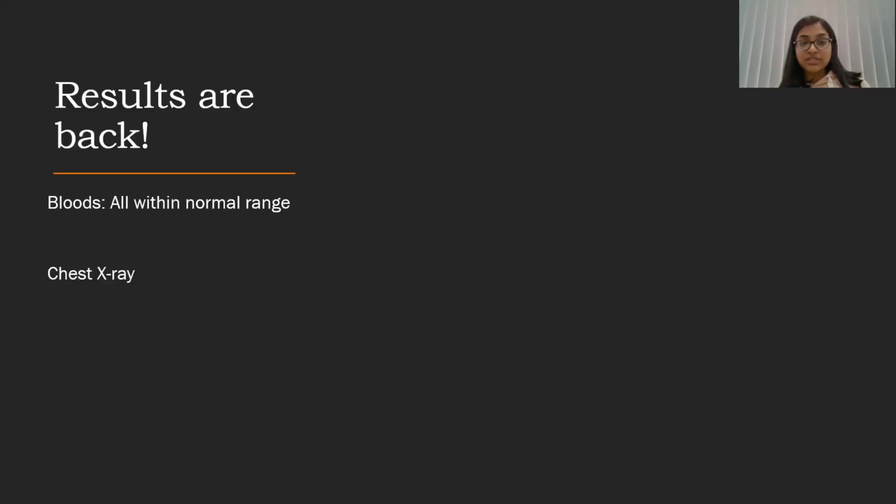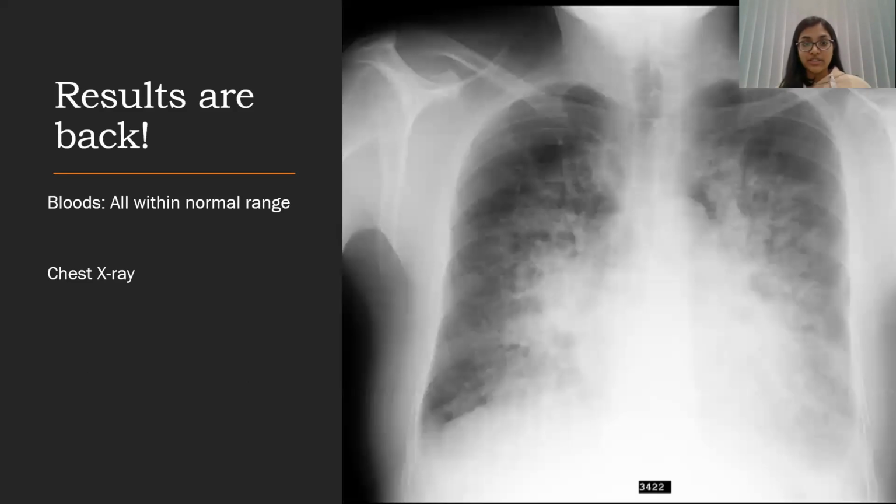So someone calls you, the results are back, all his bloods are normal, there's no anemia, there's no signs of infection, his U's and E's are all fine. And here you go, you have your chest x-ray back. What do you see? Is it normal? No, exactly. So yes, there is some haziness or consolidation around both sides there.